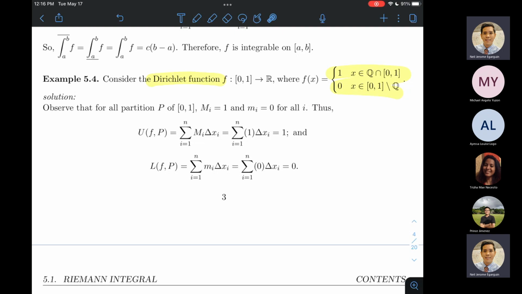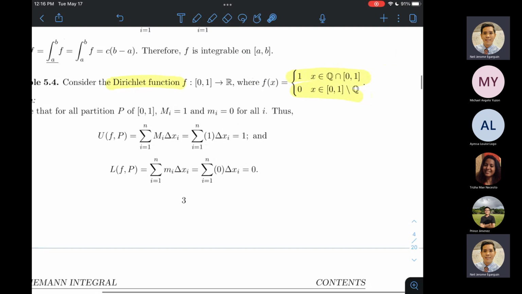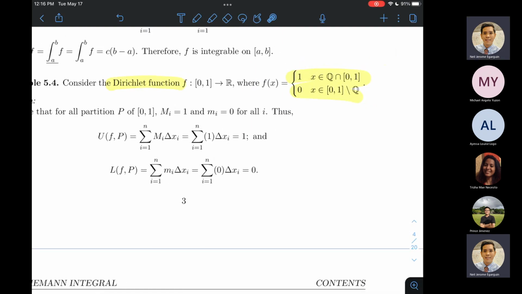Kasi dalawa lang yung posibleng value ni f. Paano natin nako-compute yung value ng Dirichlet function? The value is equal to 1 if the input x is a rational number on the closed interval [0, 1]. So, define siya sa [0, 1]. Kapag si x ay rational, ang value niya ay 1. Kapag siya ay irrational, ang sagot ay 0.